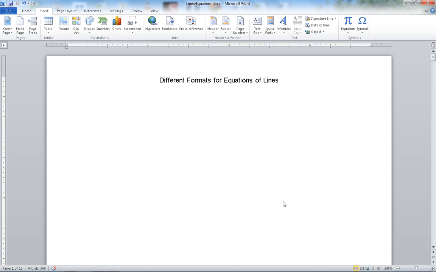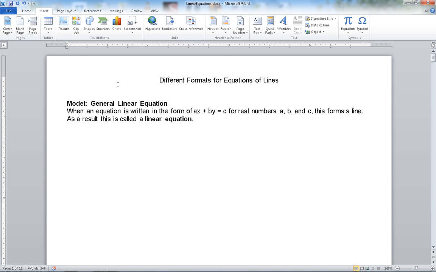There are different formats used for equations of lines. What we're going to look at are the three formats given in Chapter 1 of your text. The first format is the general linear equation.